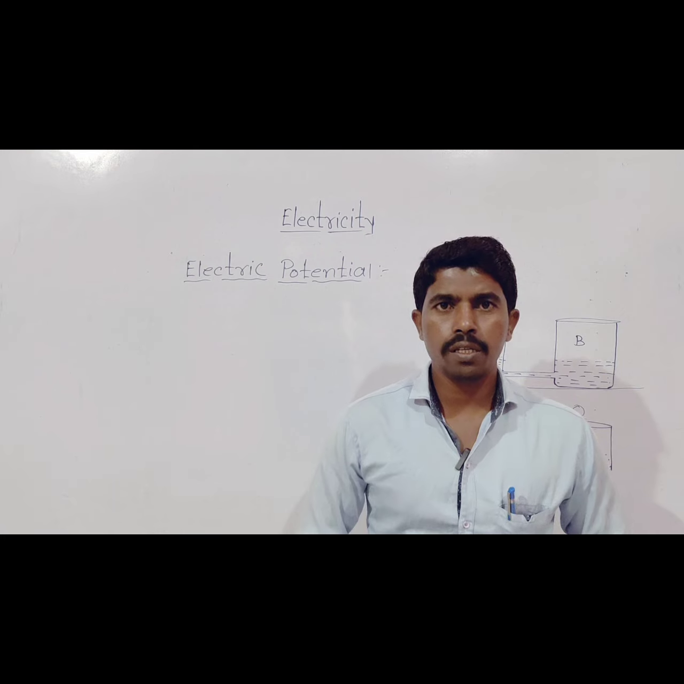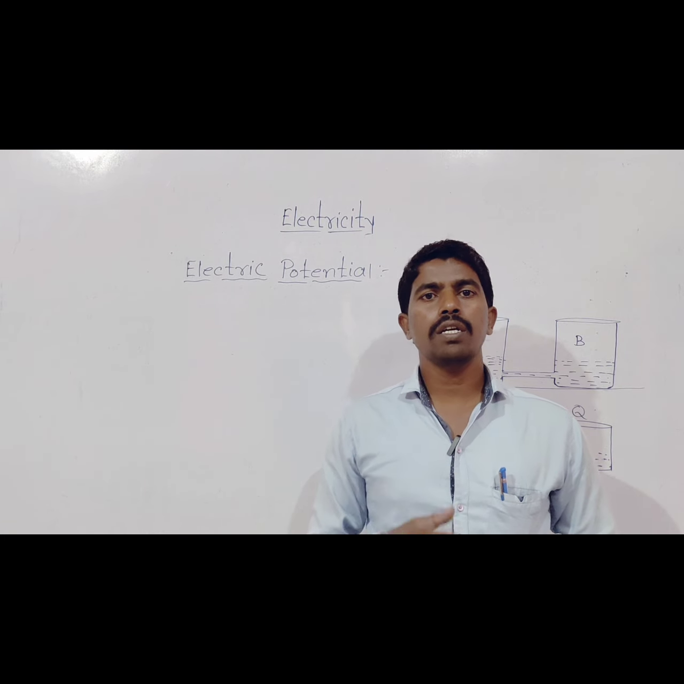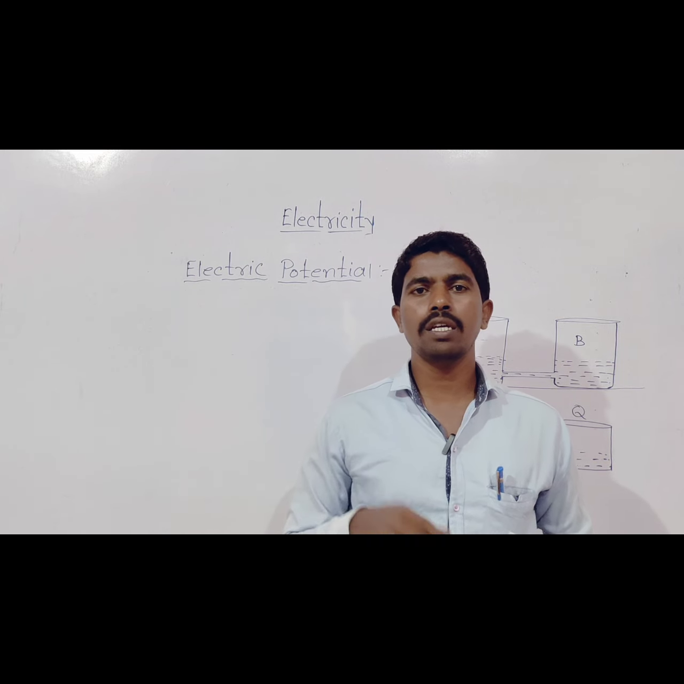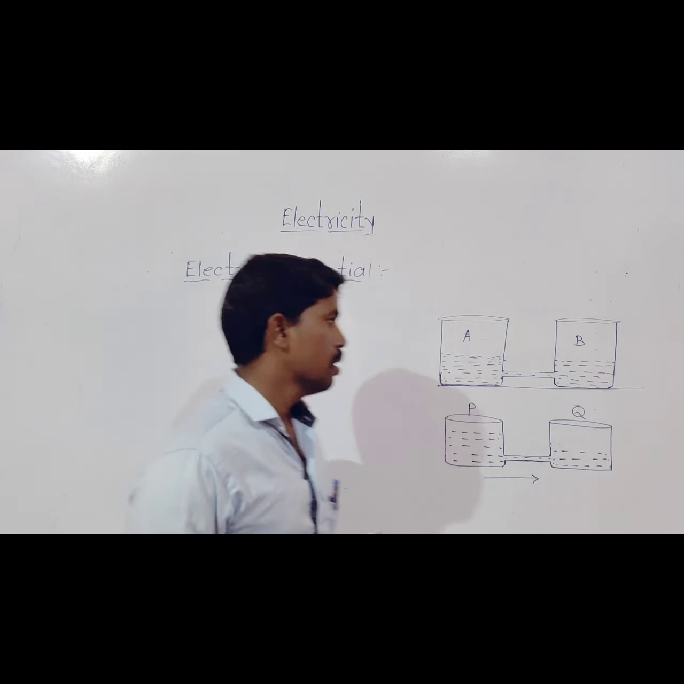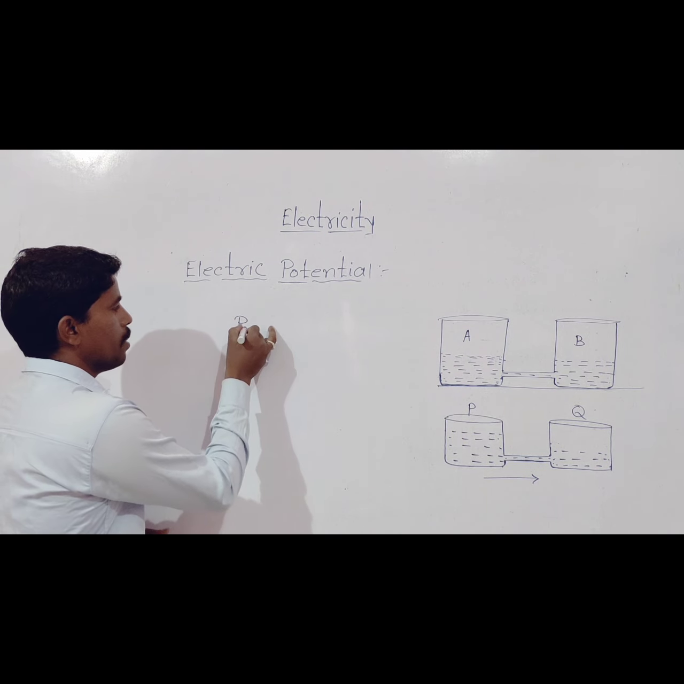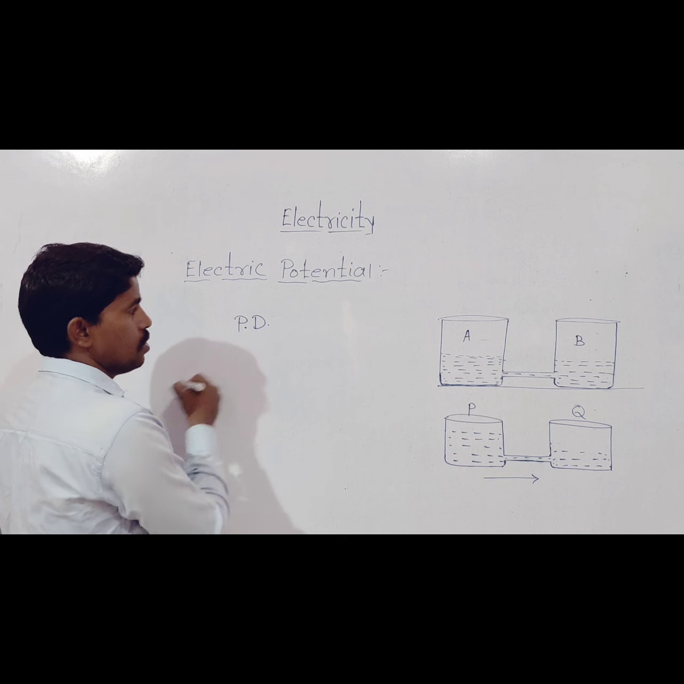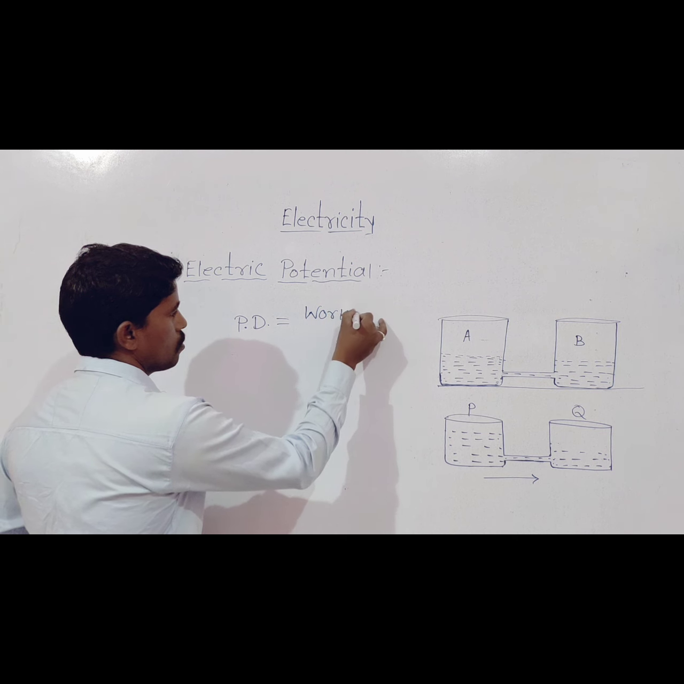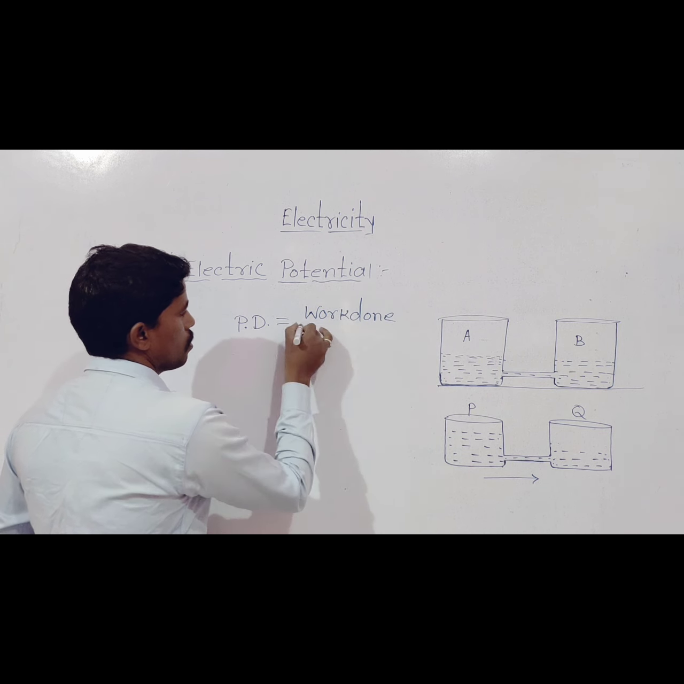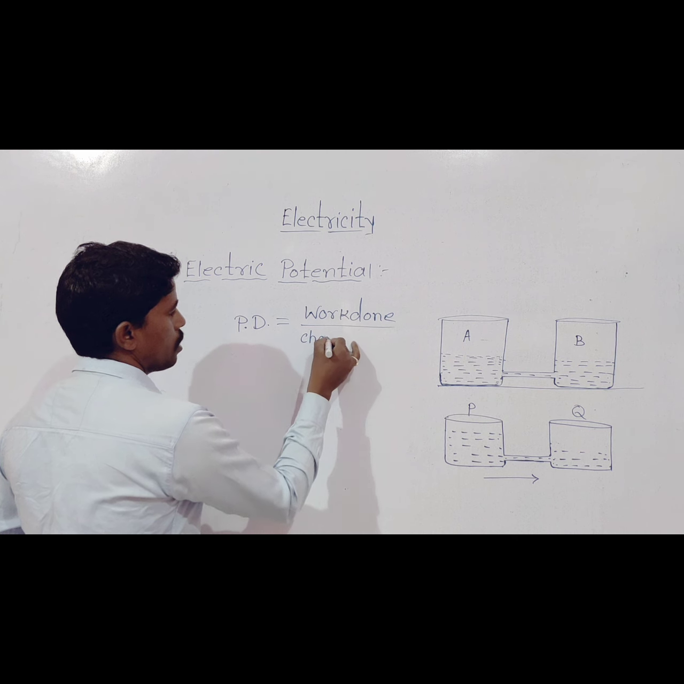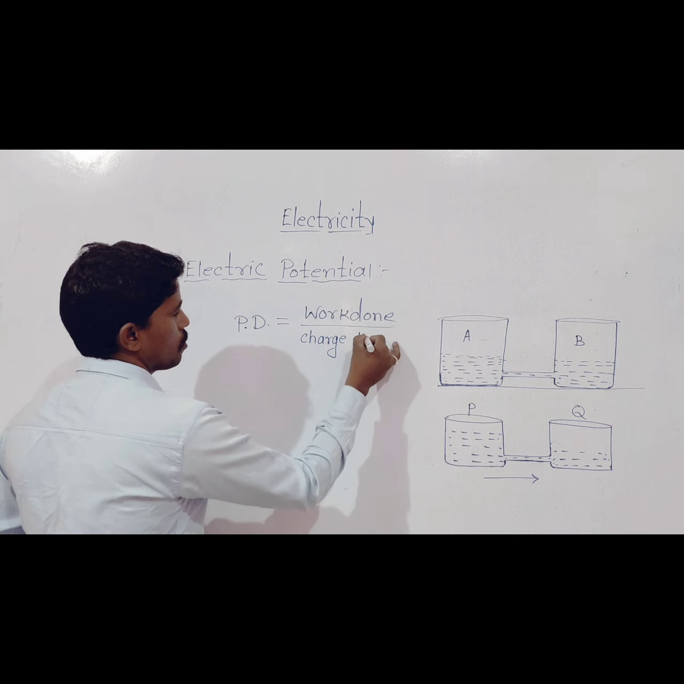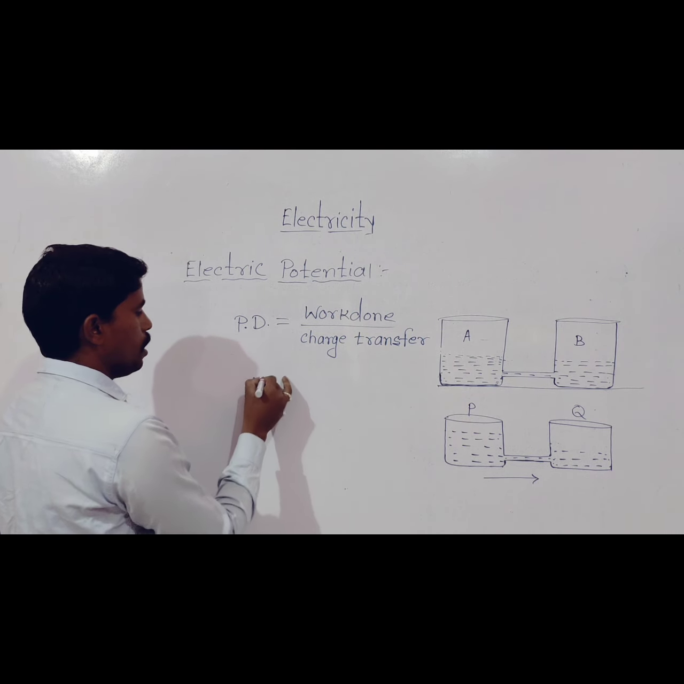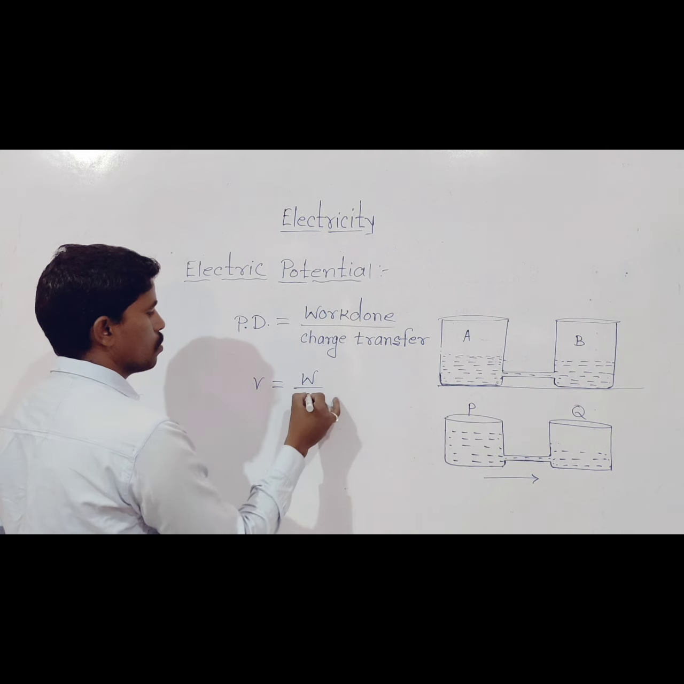Potential difference means the amount of work done in transferring unit positive charge from one point to another point in an electric field. Here potential difference is represented by PD. PD means potential difference, and potential difference is equal to work done divided by the charge transferred. We can write V is equal to W by Q.